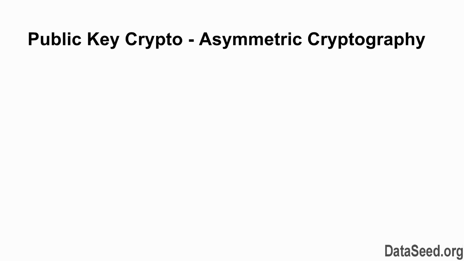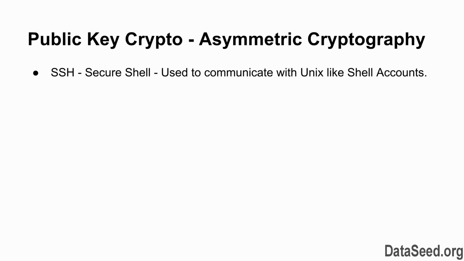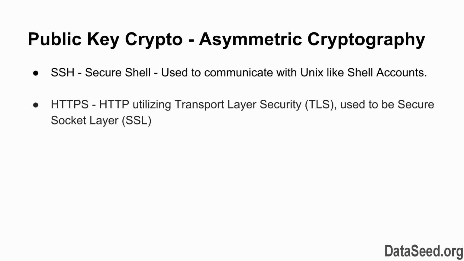So what technologies use public key crypto? Well, tons. SSH, or Secure Shell, is one, which is used to communicate with Unix and Unix-like shell accounts. Then we have the one that everybody should know, HTTPS, that is HTTP Secure. HTTPS uses the TLS protocol, which used to be SSL, but everyone still calls it SSL to confuse you.